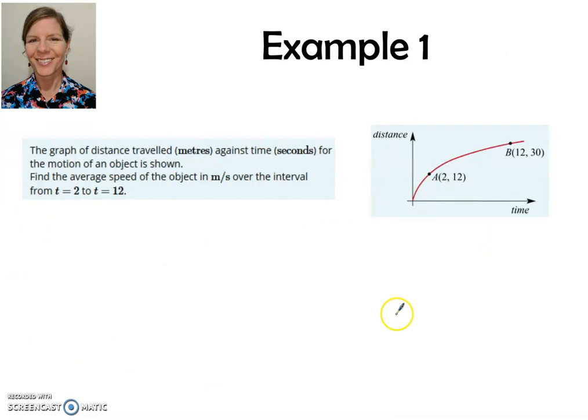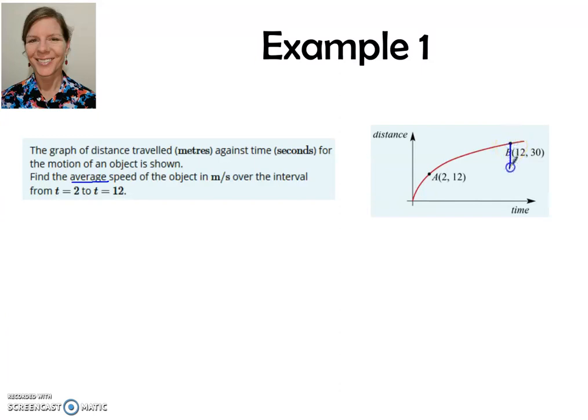Okay, so let's have a look at an example. We've got a graph here. We're told that it's distance time, so we're looking for speed. And the question says find the average speed, that's your keyword, of the object over the interval from where t equals 2 up to where t equals 12.